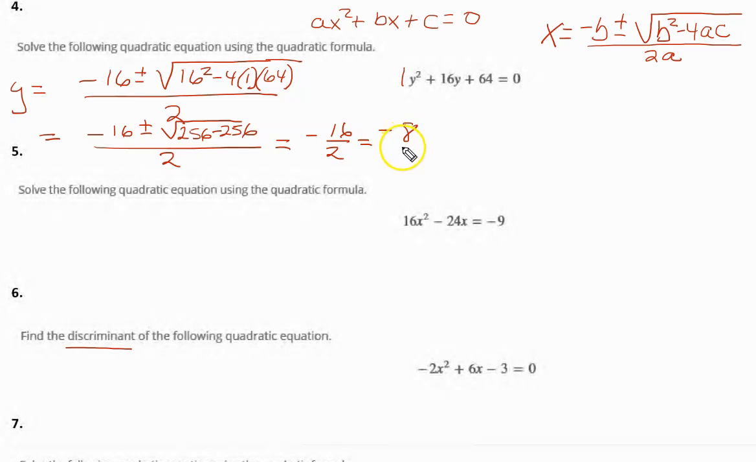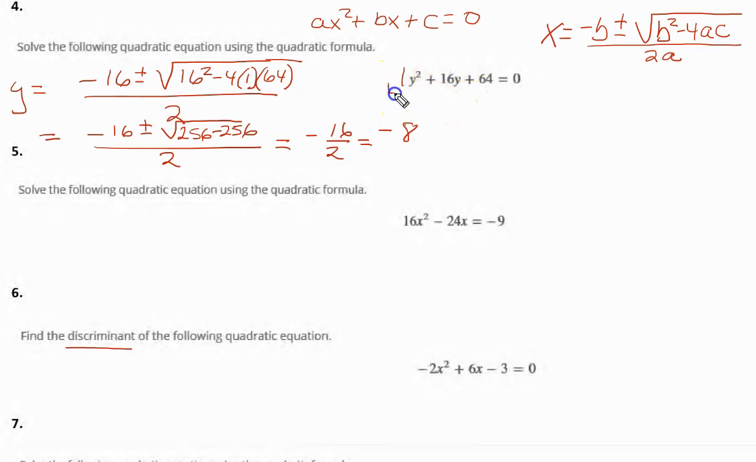but one solution. If this is positive under the radical sign, you're going to get two solutions that are real numbers. And if the discriminant ends up being negative under the radical sign, then you're not going to get any real number answers. And we went over that in our video.